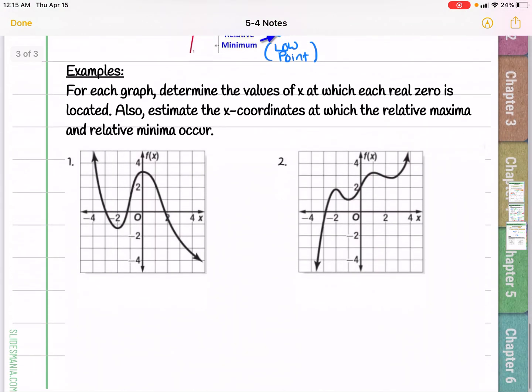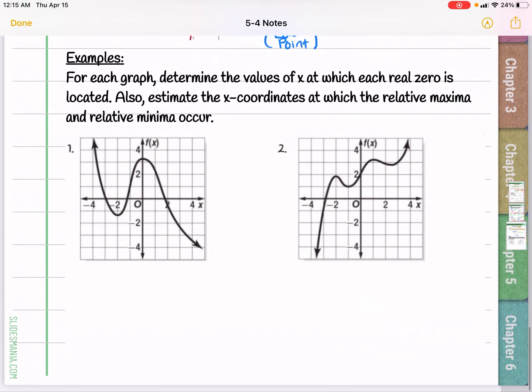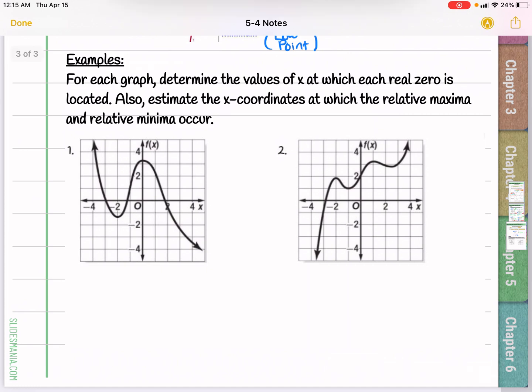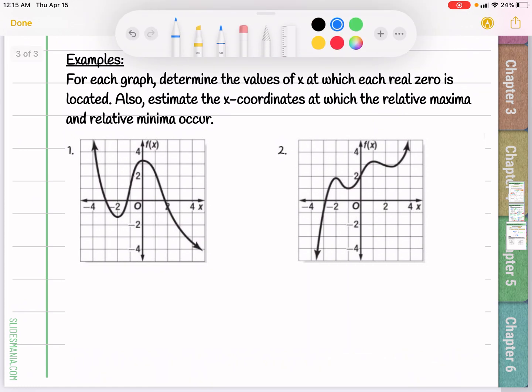So now we're going to answer several questions. We're going to determine the values at which the zeros are located first. So I'm going to look at my graph and I'm going to focus on the zeros right now. So this one has a zero or x-intercept here, here, and here. And I'm just going to estimate where those are at.